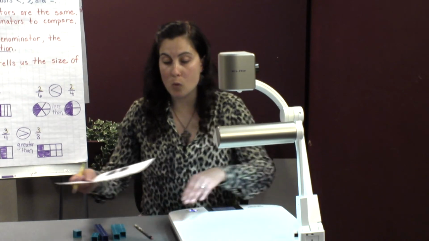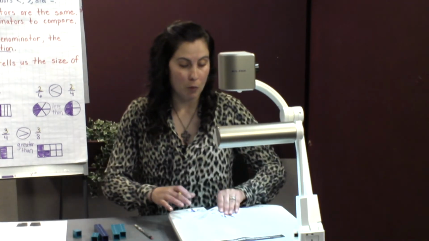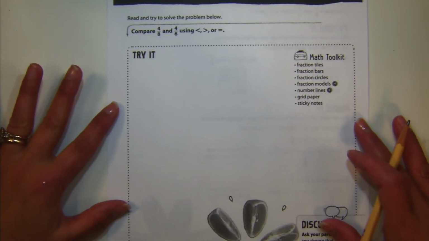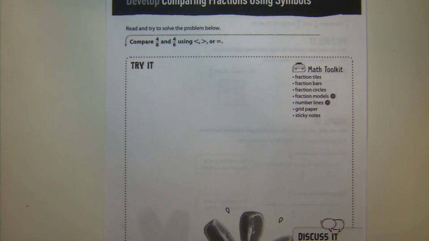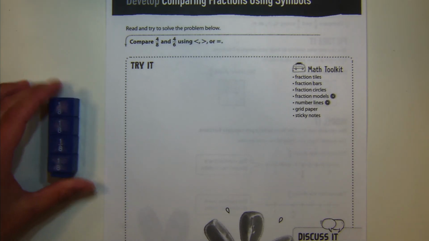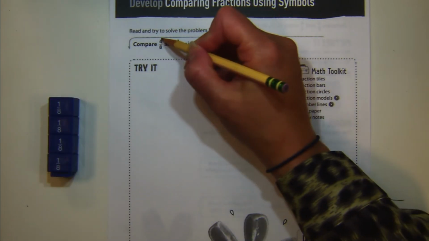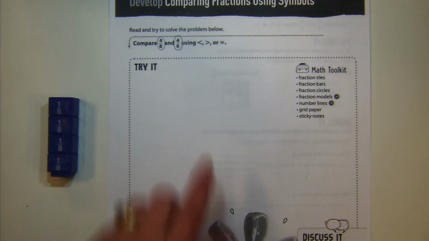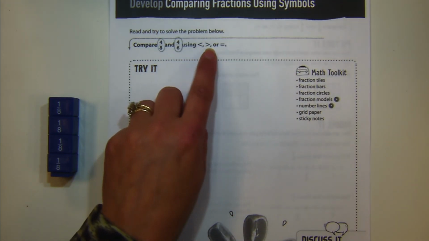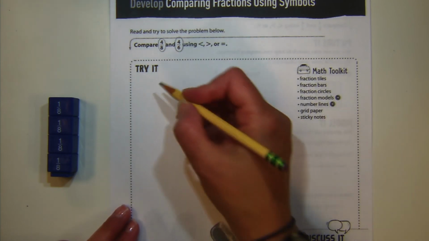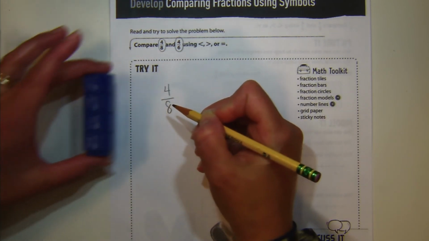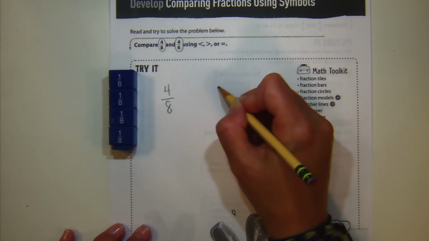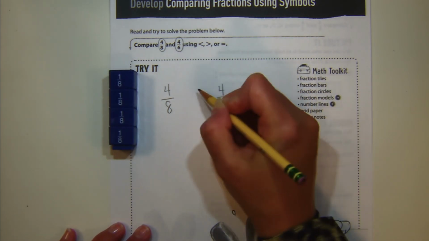We're going to do one more together. Right here, this is page 539. This one, we're actually using the common numerators. It says to compare 4/8 and 4/6 using less than, greater than, or equal to. So I'm going to write out those problems. 4/8, and I'm going to show you the fraction bars, and 4/6.